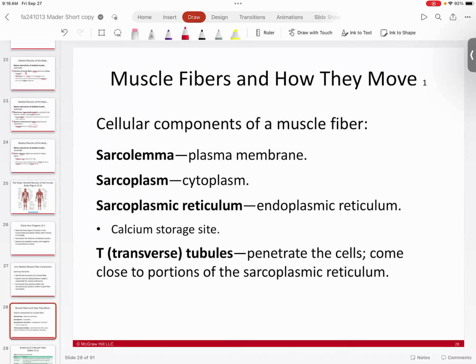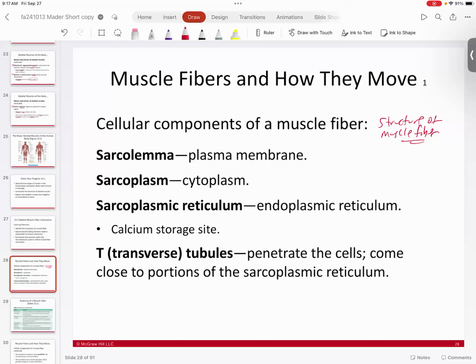Okay, so let's go ahead and take a look at some of the cellular components of the muscle fiber, the structure essentially of the muscle fiber. So first of all, the one thing you need to understand is that in muscle terminology, we essentially have the same terms as we have for cells. We just give them different names.